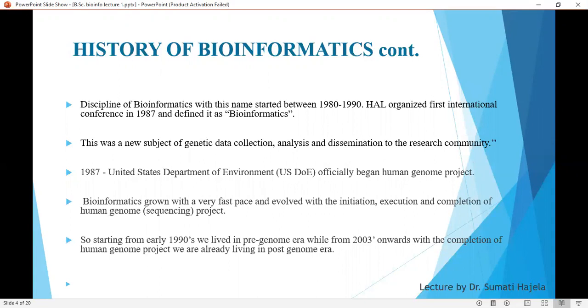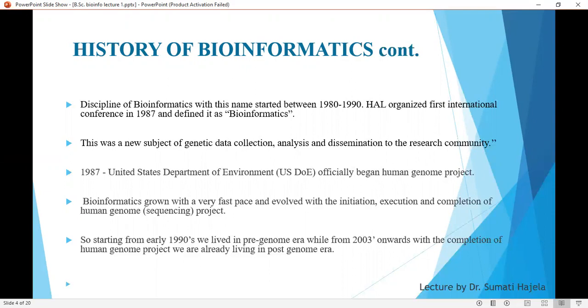The discipline of bioinformatics with this name started between 1980 to 1990. HAL organized the first international conference in 1987 and defined this science as bioinformatics, that is, handling, analysis, and storage of biological data with the help of computer science and its dissemination with the help of information technology. This was a new subject of genetic data collection, analysis, and dissemination to the research community.